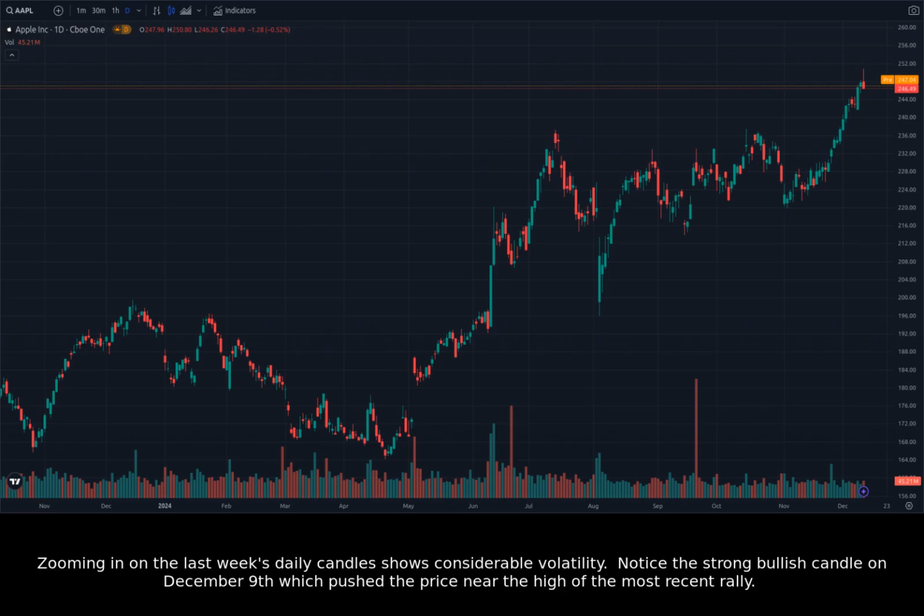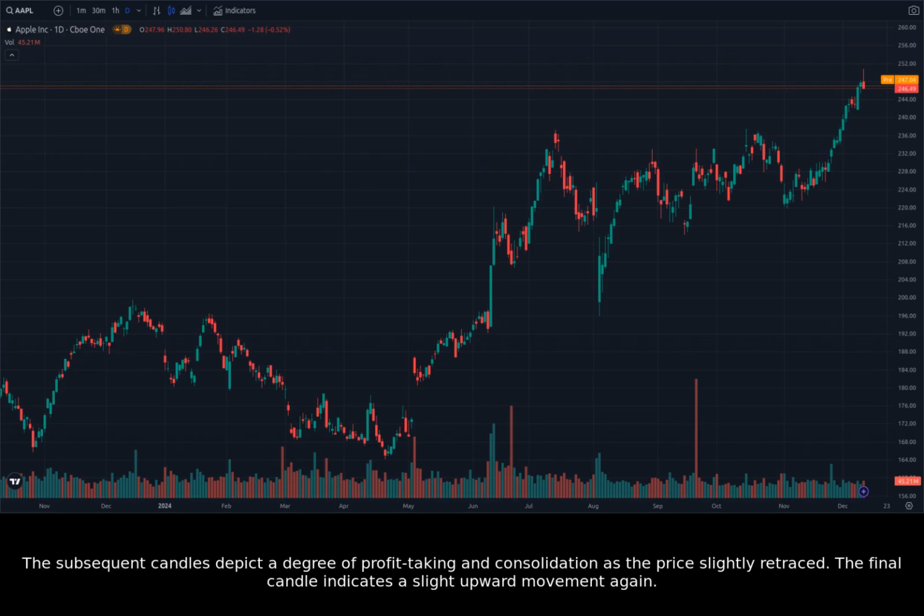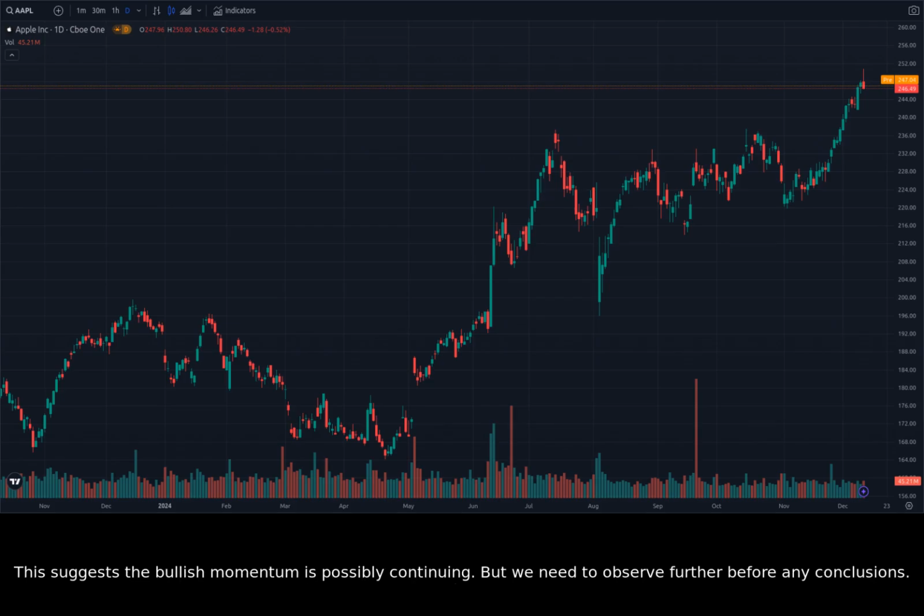Zooming in on the last week's daily candles shows considerable volatility. Notice the strong bullish candle on December 9th, which pushed the price near the high of the most recent rally. The subsequent candles depict a degree of profit-taking and consolidation as the price slightly retraced. The final candle indicates a slight upward movement again. This suggests the bullish momentum is possibly continuing. But we need to observe further before any conclusions.